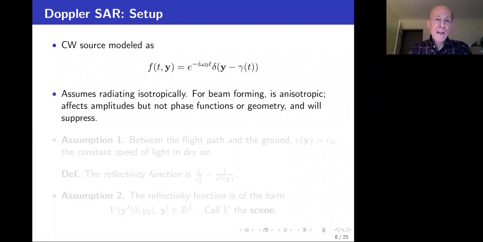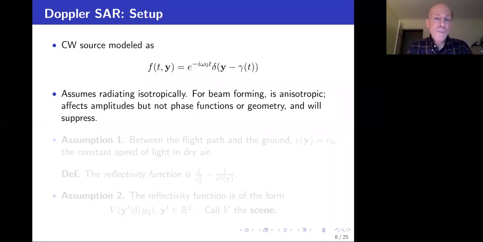Now we're going to assume here that the transmitting antenna transmits isotropically. So at the beginning, there's no beam forming. For beam forming, it would be anisotropic. That would affect the amplitudes in the calculations that we do, but it would not affect the phase function in the FIO or the resulting geometry.